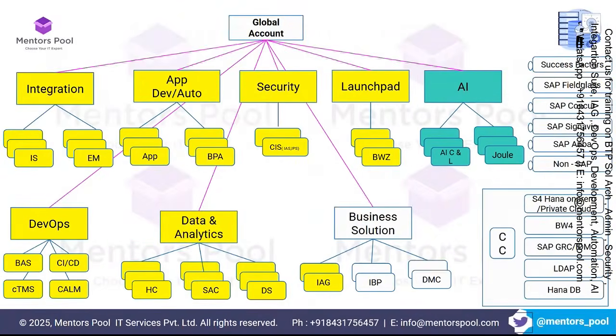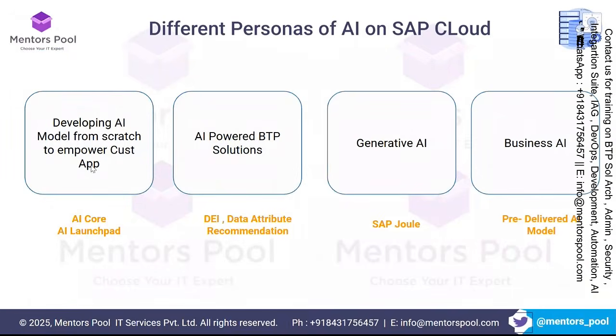AI on BTP. We have four segments of AI on BTP. One is developing AI models from scratch to empower a custom application. Let's say you want to develop your own AI model, maybe to empower your custom application. Let's say I developed an HR solution. That HR solution needs functionality where an interview can be scheduled directly, a Teams link can be sent, and also face recognition can be done, and lip sync can be recorded while the interview is happening.